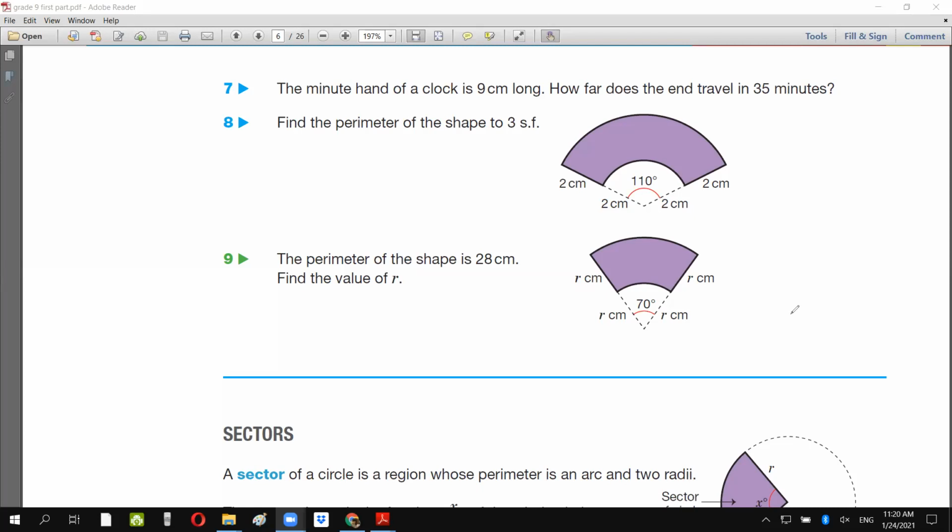Okay. The perimeter, number 7. Okay. The minute hand of a clock is 9 centimeters long. How far does the end travel in 35 minutes? How far does the end travel in 35 minutes?